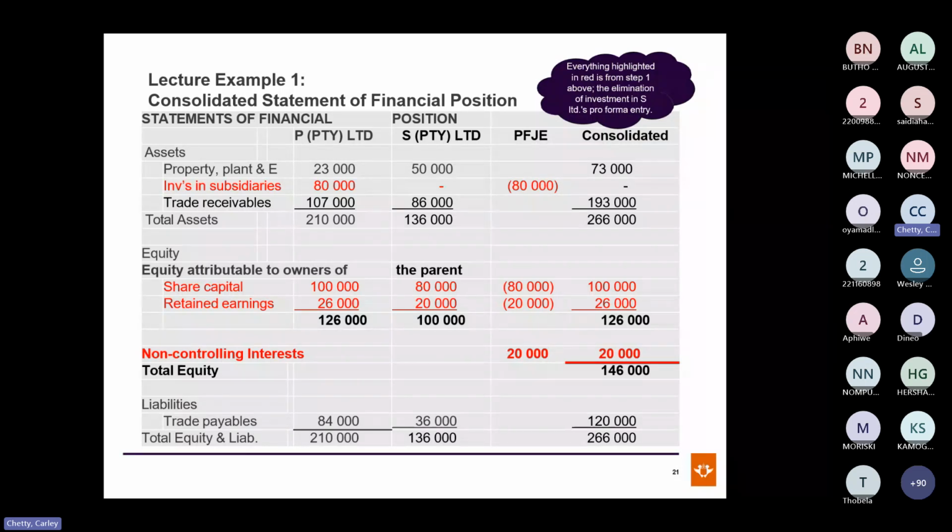If you can't do your analysis of equity, you'll struggle with your pro forma journal entries, and you'll struggle with your consolidated statement of financial position. Okay, so it's important that you know how to do your analysis of equity, and you'll see that this is not going to be asked for, but it is part of your workings. So you must always do it, even if it's not asked for. You must do it because it's your working, it's your calculation. It will help you get the figures.